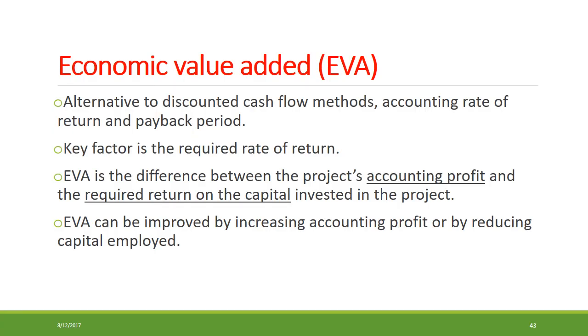We also have our final method, which is the economic value added method. So the EVA is the difference between the project's accounting profits and the required return on the capital, right? So what happens here is that we take the accounting profit and we adjust that for the amount of capital expected to commit into the project over the year. So this is a yearly average number.